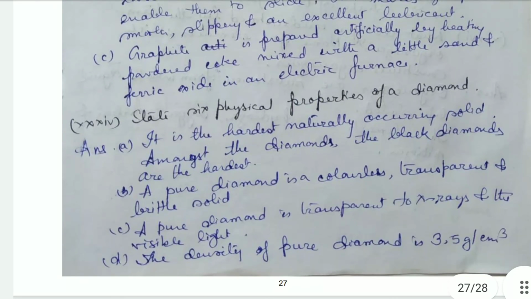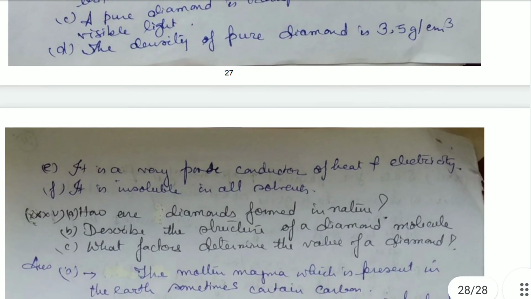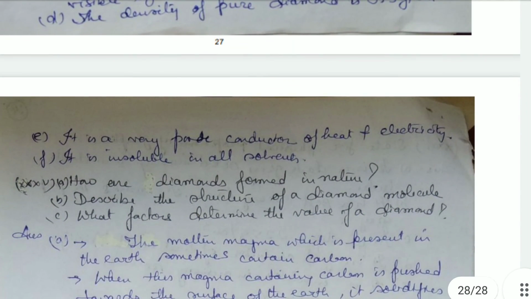Next is state 6 physical properties of diamond. It's a naturally occurring solid. Amongst the diamonds, the black diamonds are the hardest. A pure diamond is a colorless, transparent, and brittle solid. A pure diamond is transparent to the X-rays and visible light. The density of pure diamond is 3.5 grams per centimeter cube. It is a very poor conductor of heat and electricity, and it is insoluble in all solvents.